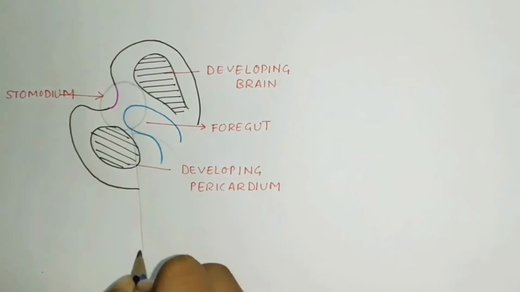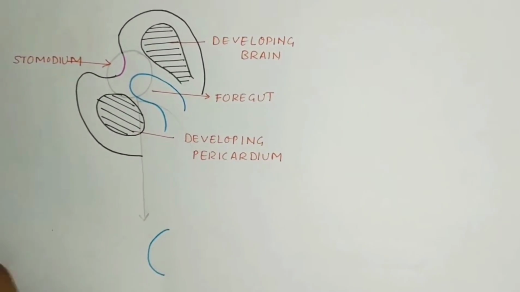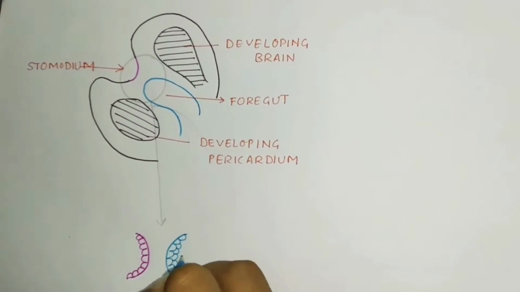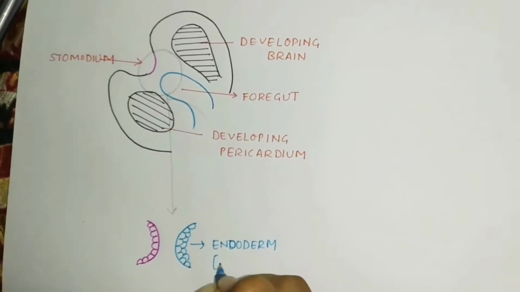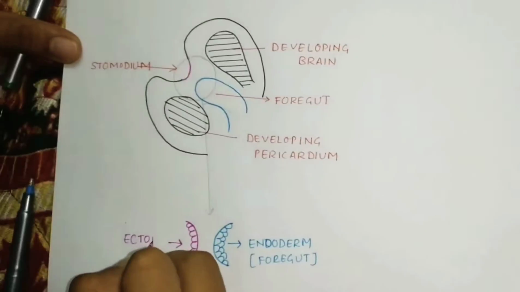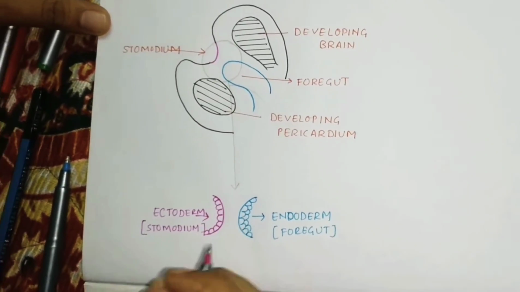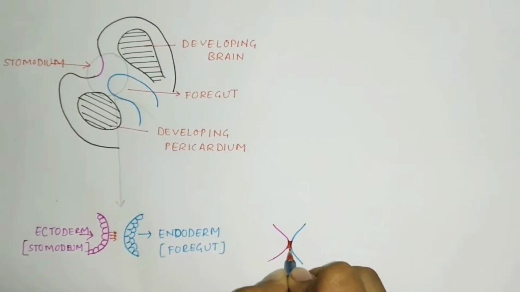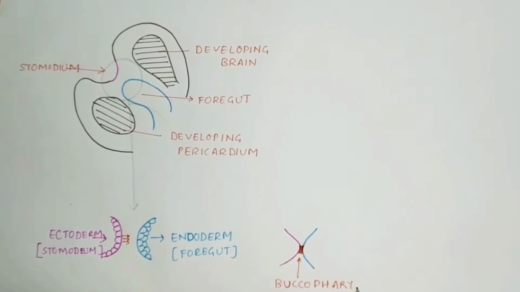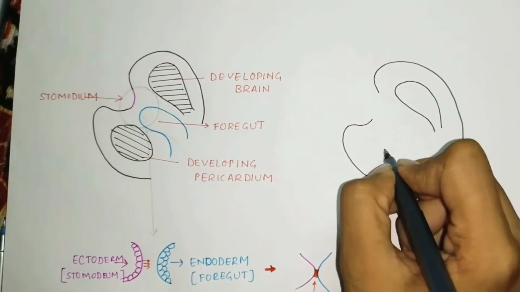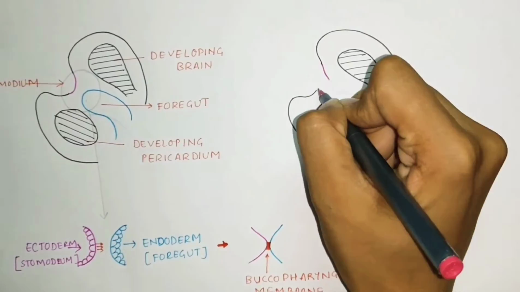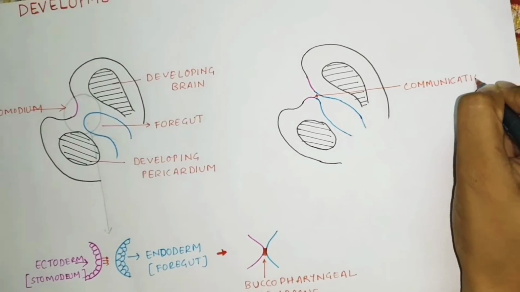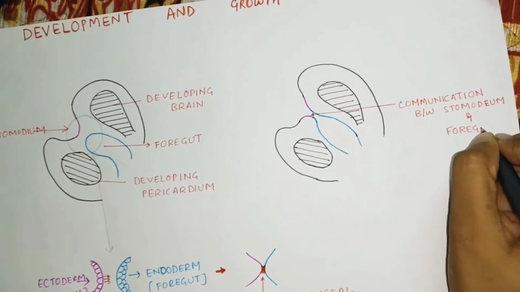Now this stomodeum is lined by stratified squamous epithelium, and this is called the oral ectoderm. Whereas the foregut is lined by the endoderm. So what happens is that this oral ectoderm of the stomodeum begins to contact the endoderm of the foregut. This results in the formation of the buccopharyngeal membrane. But at about 27 days of gestation, the buccopharyngeal membrane starts getting ruptured. This leads to the formation of a direct communication between the foregut and the stomodeum.